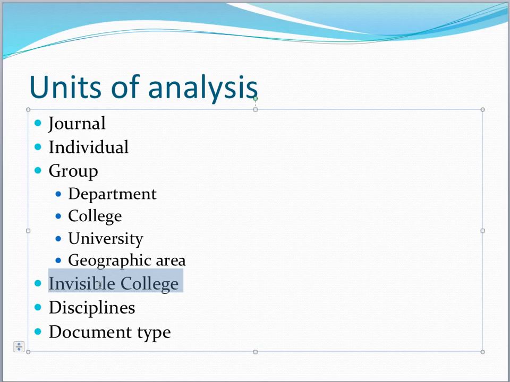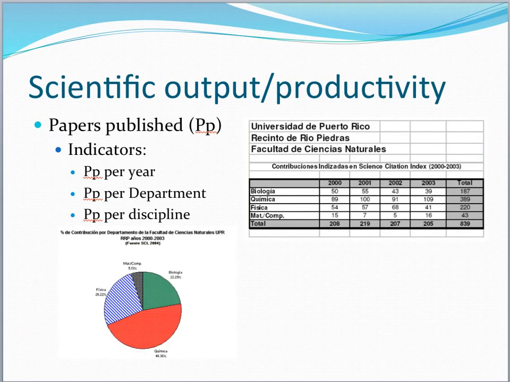Then we have another unit of analysis, maybe disciplines, and as I mentioned before, also document type or typology. There may be others too, but in my opinion, these are the main units of analysis that we use when we do bibliometric and citation analysis research. Let's see now some examples.